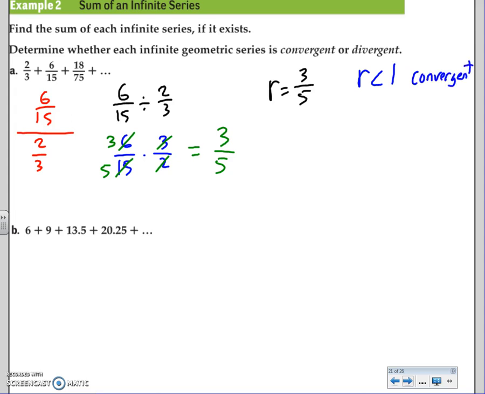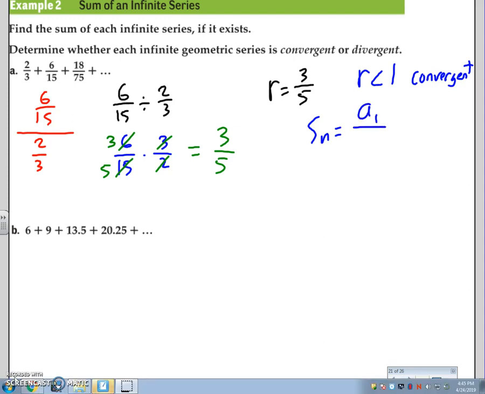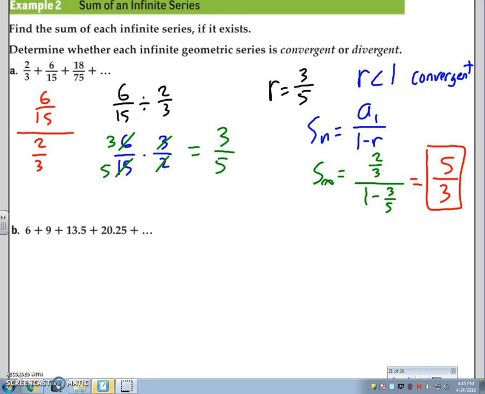So now let's find the sum. The sum S is going to be a sub 1 over 1 minus r. So that means the infinite sum is a sub 1, which was the fraction 2/3, over 1 minus 3/5. We could combine terms or just put it in the calculator. I'll just put it in the calculator. We get the answer 5/3. So if you add all those fractions up, you'll eventually get to 5/3.